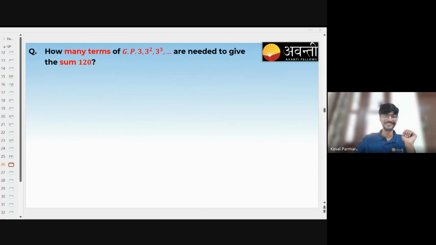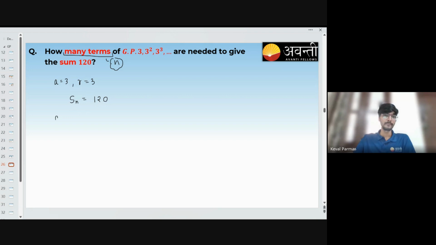Okay, super. Chalo. How many terms? See, we did this in the previous question also. How many terms? That means they need us to find n. The GP is given. Very simply, I can see A is 3, R is also 3. They have given Sn. Let there be n terms, 120.